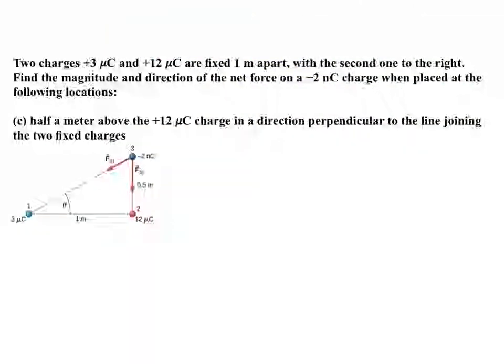Now we're going to continue this problem, except now I'm going to go evil on you and put an angle in it. This is why you took trig or pre-calc. Okay, we're going to use that math. So this is still the same 3 charges as before, except now we're going to put that minus 2 nanocoulomb charge directly above the 12 microcoulomb charge, as shown in this picture.